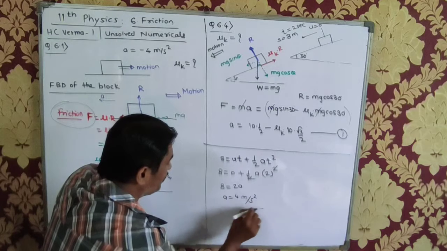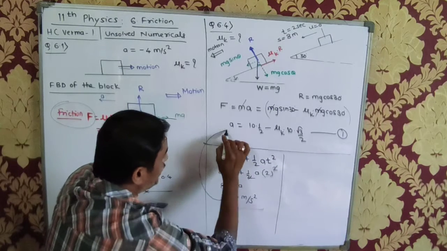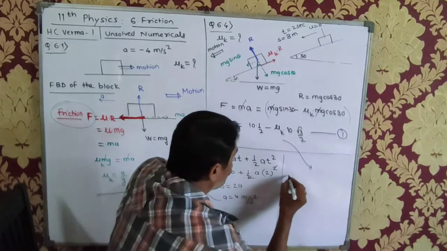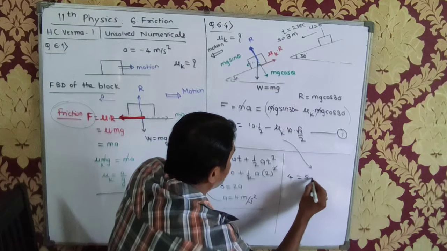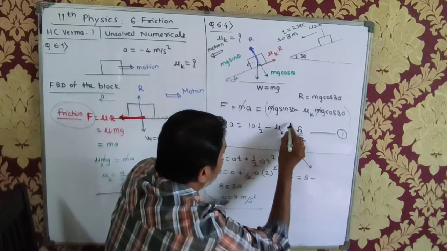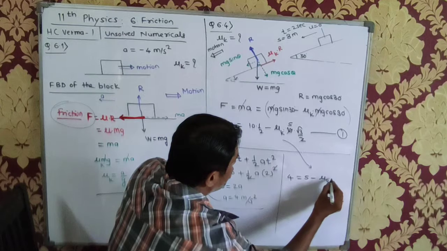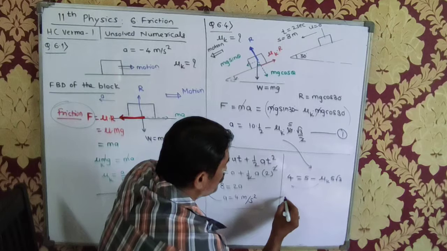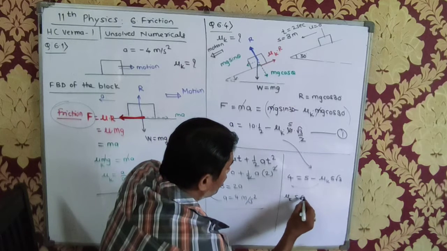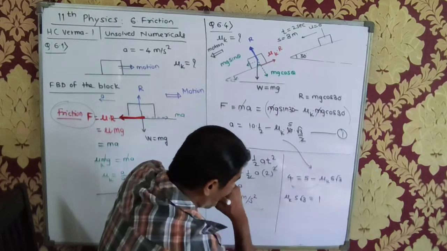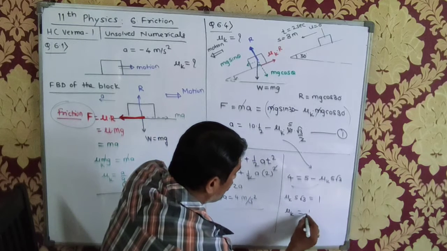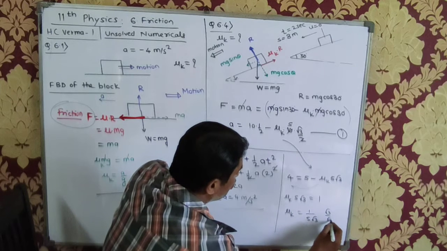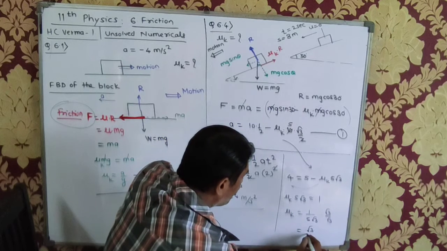So what is the acceleration that we get there? 8. So can I substitute this a here to find out mu k? Yes. So let me substitute. This will give me 4 is equal to 5 minus 5 root 3 mu k. You see? Mu k comes here. So mu k times 5 root 3 is equal to 5 minus 4, which is 1, and therefore mu k is equal to 1 upon 5 root 3. Or if I rationalize this by root 3, this will become root 3 upon 15.